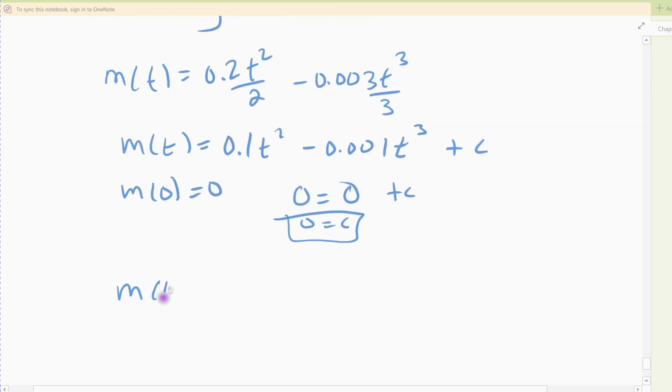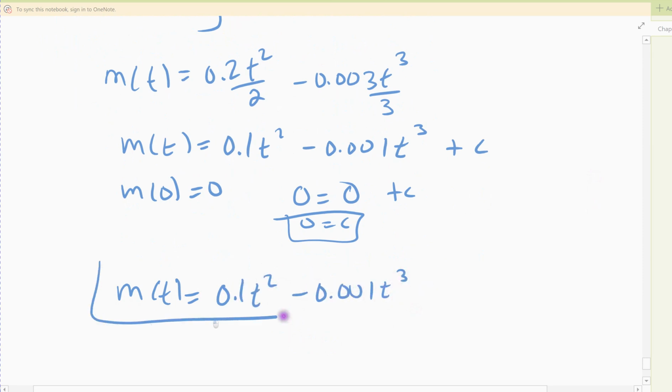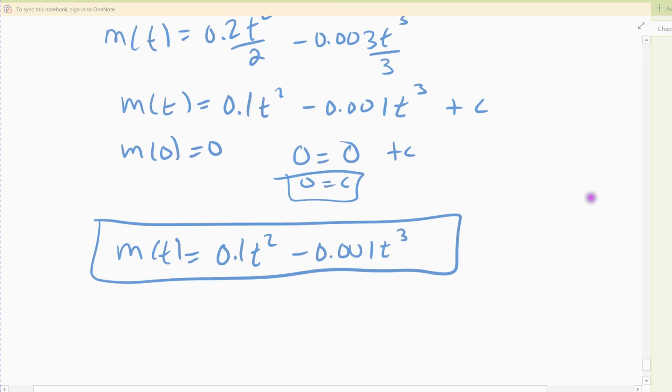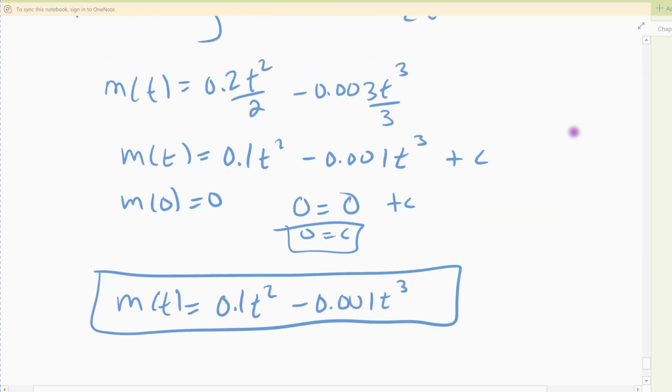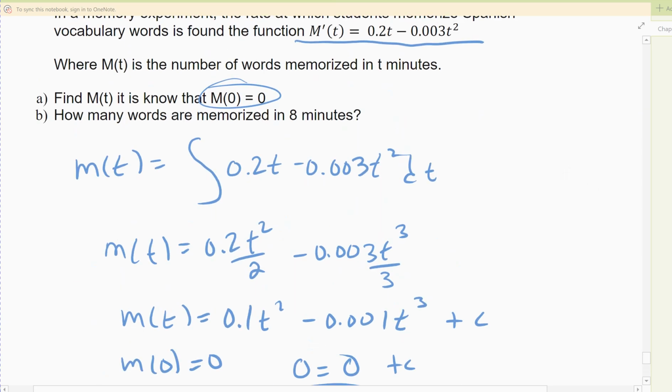Alright, I'm going to rewrite it down here. 0.1t squared minus 0.001t cubed. And you don't really put the plus 0, even though that's what c is. So there is my function. There's the words memorized over t minutes. And then they usually ask me to find something. So there's part A, find m of t. How many words are memorized in 8 minutes?